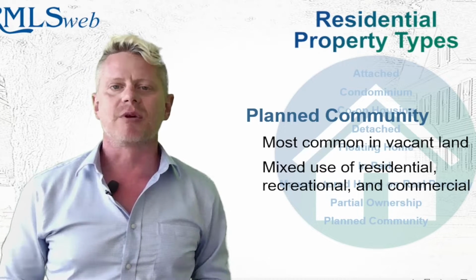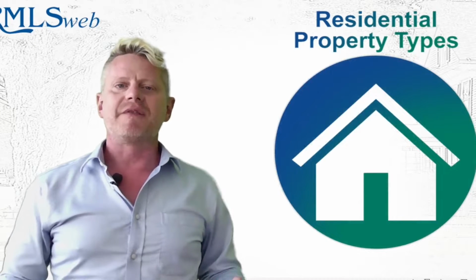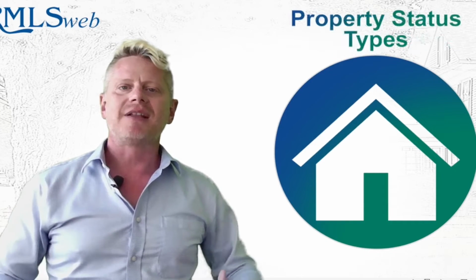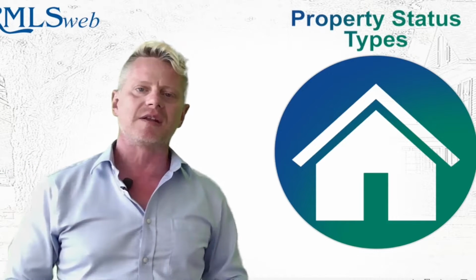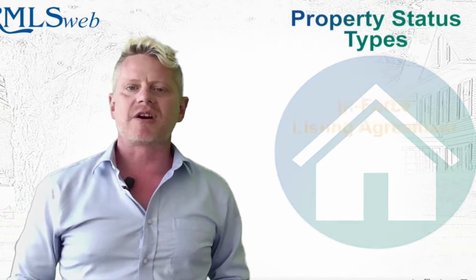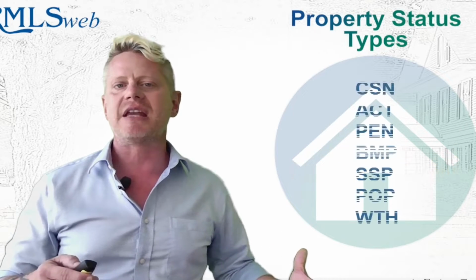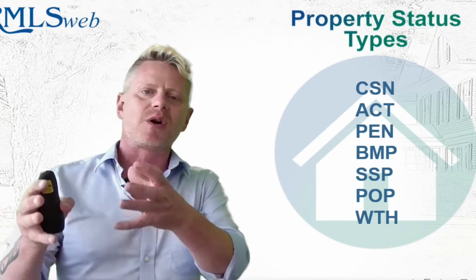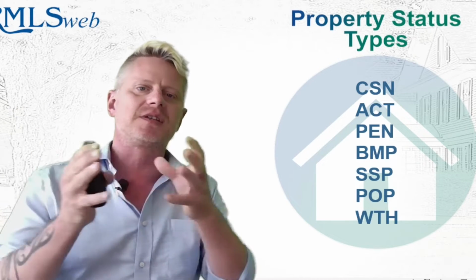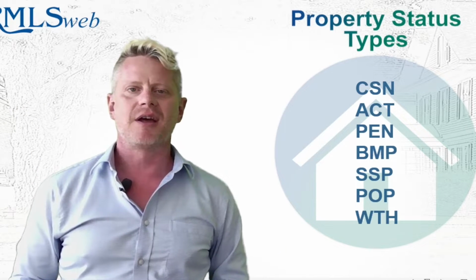recreational, and commercial. Now that we've talked about the residential property types, let's look at the different property status types that you'll see a listing go through in its life cycle. And we're going to start out by looking at the status types that have an in-force listing agreement. This means there is an in-force contract between a listing agent and the property seller.